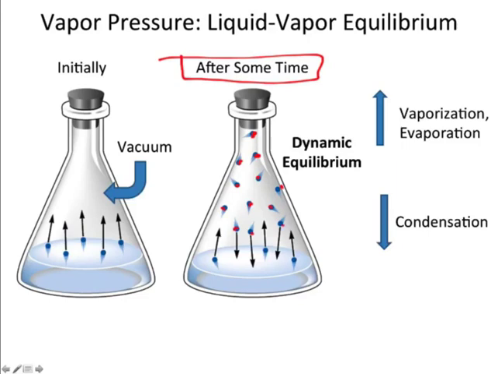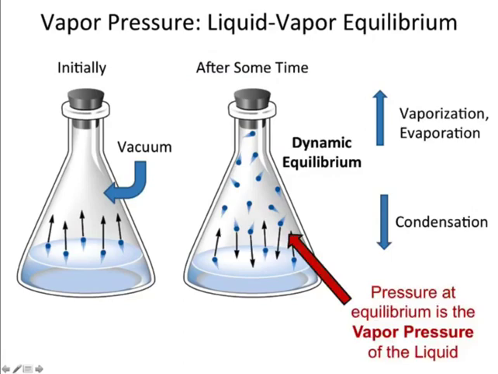And the rates of evaporation and condensation are the same. So new molecules enter the gas phase at the same rate as molecules leave the gas phase by condensing. And so this is an equilibrium, and we call it a dynamic equilibrium because the process is still happening. It's still evaporating and condensing, but the overall amount of molecules in the gas phase is not changing. And so at equilibrium, the pressure in the space above this liquid is known as the vapor pressure of the liquid.